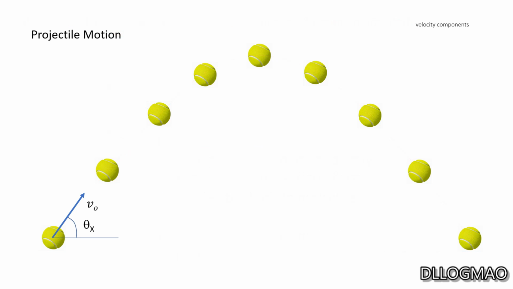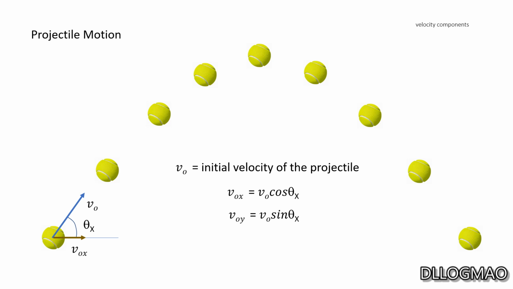Because it is acting at an angle theta sub x from the horizontal, the x component of the initial velocity v sub 0 is v sub 0 cosine theta sub x. The y component of the initial velocity, v sub 0y, is equal to v sub 0 times sine theta sub x.